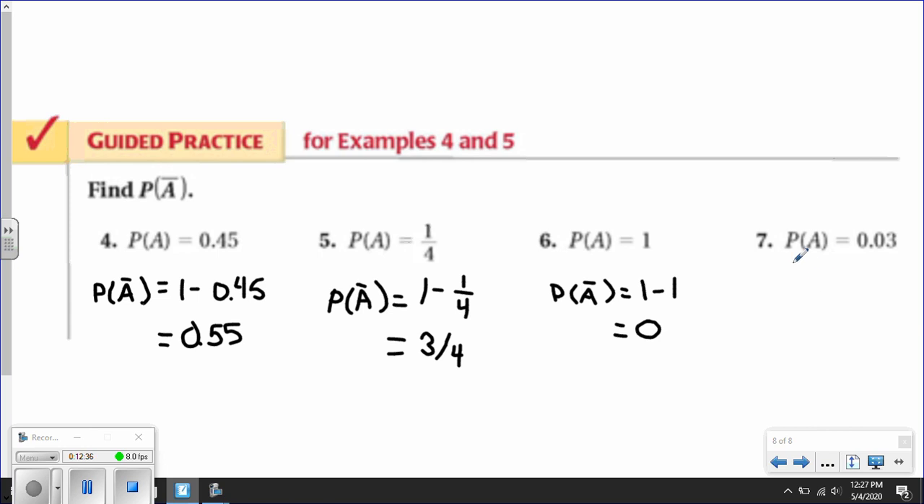In our last problem, the probability of A is 0.03, so the probability of A bar is equal to 1 minus 0.03, which is equal to 0.97. And that's it.